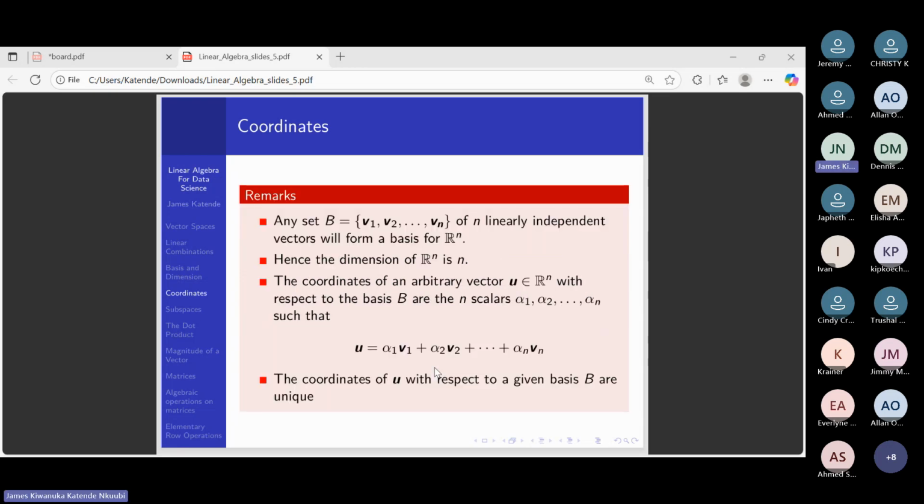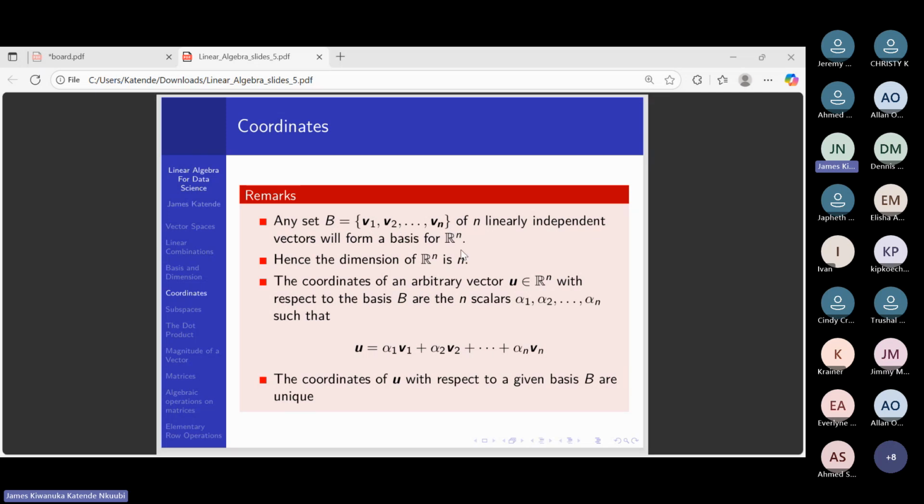So we'll try to extend this to a more general case. If I have a set of vectors v1, v2 up to vn of n linearly independent vectors in Rn, they will form a basis for Rn. Throughout, we are assuming we are working with either R1, R2, R3 or Rn. Rn is now the general case.